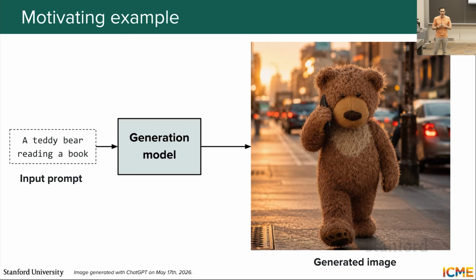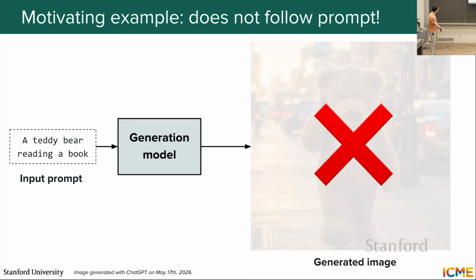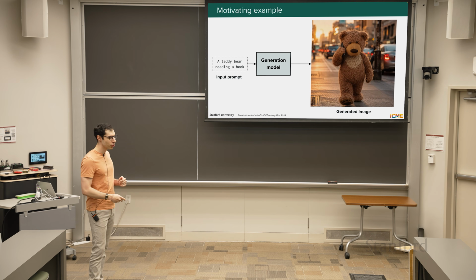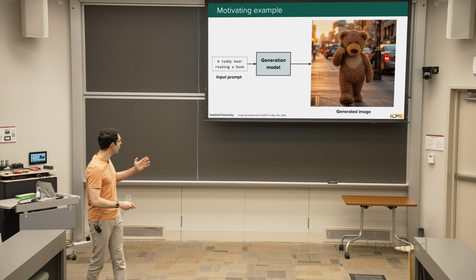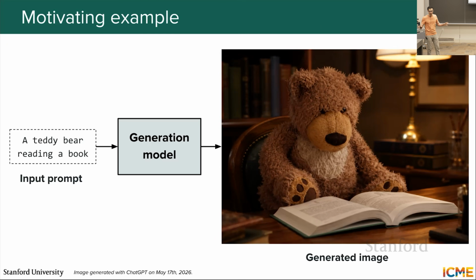Do you think that this image is a good image? OK, who says it's a good image? Bad image? Yeah. So why is it a bad image? Yeah, so it's indeed not representing the prompt. I agree with you. So it's something that we call prompt adherence, where we want the output to follow what we have as input. And so here, although this image is great to look at, well, it's not about a teddy bear reading a book.